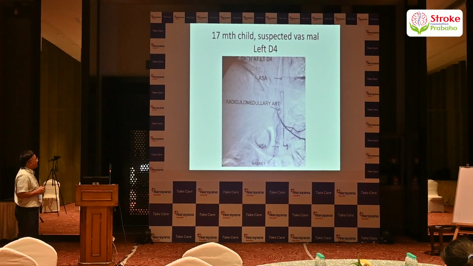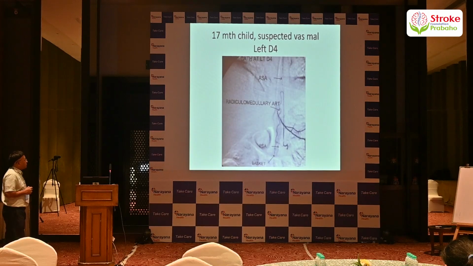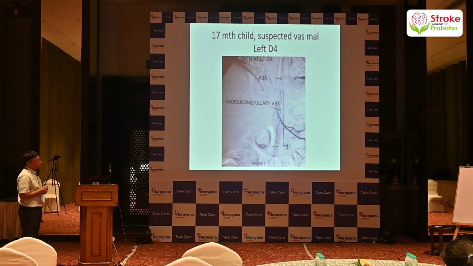This is one of the DSAs in a 17-month child, and we suspected vascular malformation, but ultimately it was not a vascular malformation, but a prominent radiculomedullary artery. So it is at the level of left D4. This is our catheter, and we can see a classical hairpin turn. Vessels are very prominent here, possibly because of the child. This is anterior spinal axis, and this is posterior spinal artery. So the anterior spinal artery ends here.